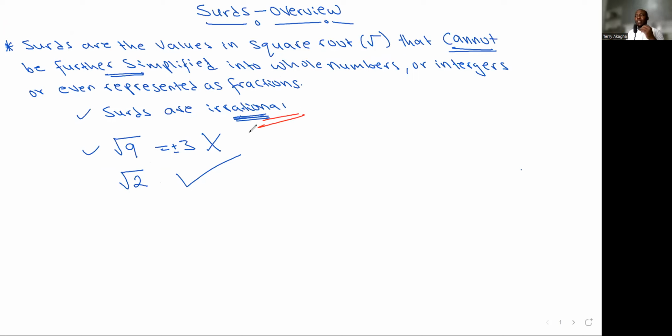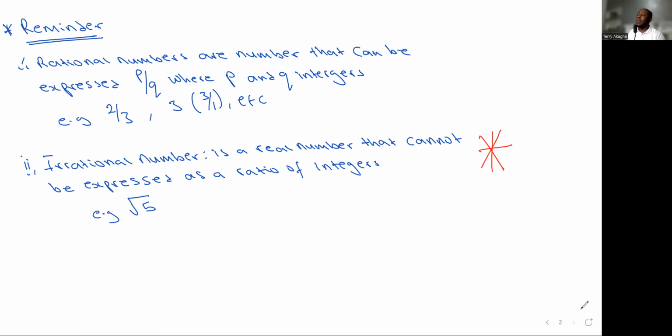So these are values that have a square root sign that you cannot further simplify into whole numbers. Now, one thing you need to know is that in this video series, I'm going to talk about 3 things. The first thing is the types of surds. The reason I'm starting with the types of surds is because for some of us, this is our first time interacting with surds, so I'll try to bring everyone up to the baseline.